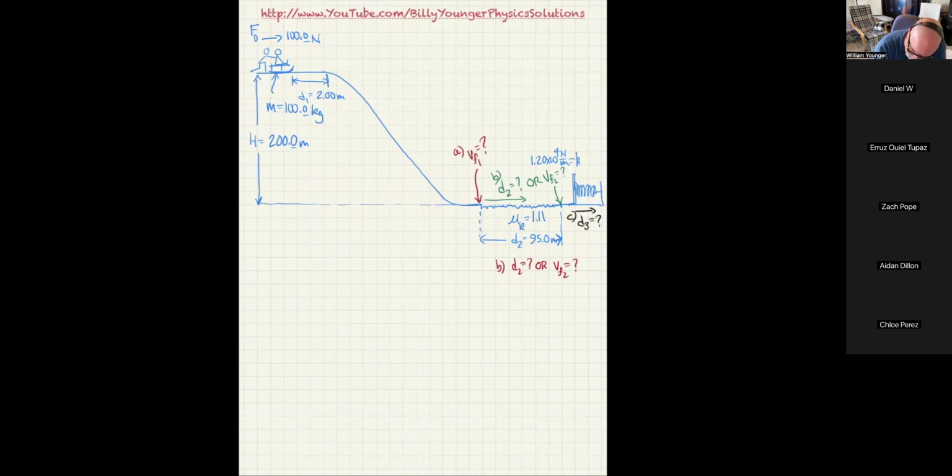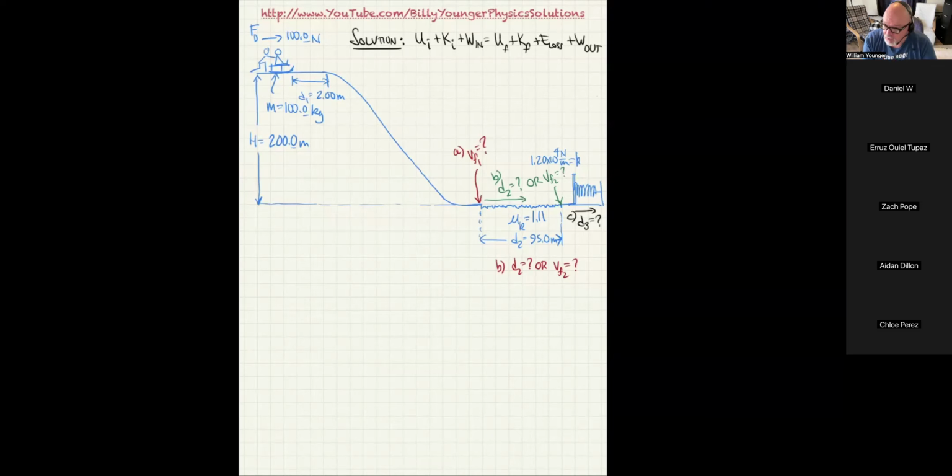So my solution for this is going to make use of my version of conservation of energy, which is U initial plus kinetic energy initial plus work in is equal to U final plus kinetic energy final plus E loss plus W out.